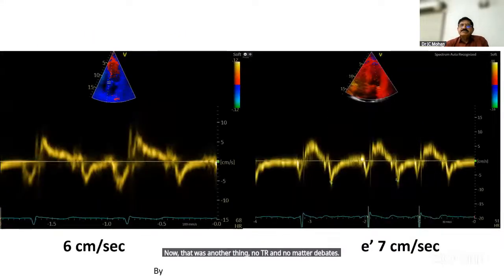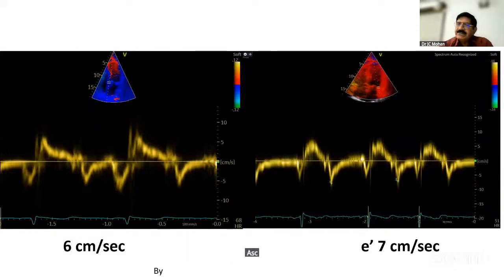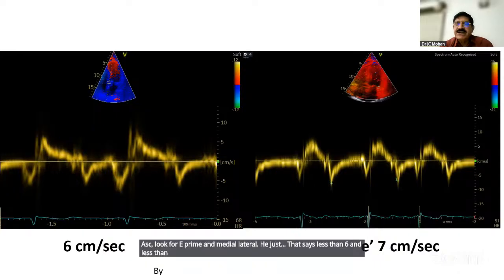So the first step, I want to do diastole. The first step, look for E prime, medial and lateral. The cutoffs say less than 6 and less than 7. He has 6 and 7. So let us call it borderline. The lateral one is 7 centimeters per second. The medial one is 6 centimeters. He just sits on that.